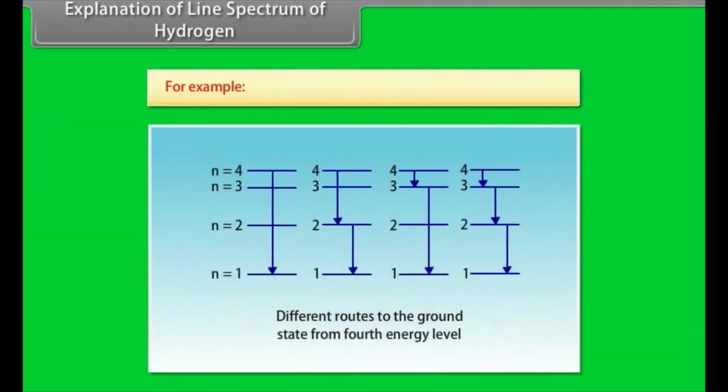For example, let us consider the electron present in the fourth energy level, n is equal to 4, of different hydrogen atoms. In some atoms, it may come to ground state, n is equal to 1, by direct jump, while in some others, it may first jump to second energy level, n is equal to 2, and then to first energy level, n is equal to 1, while in still others, it may come to ground state via third, n is equal to 3, and second energy levels, n is equal to 2.